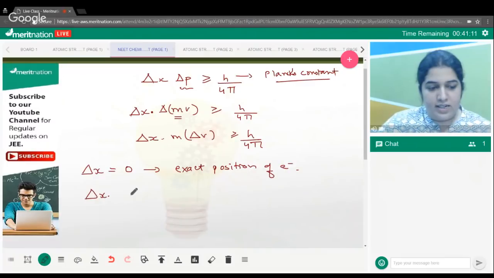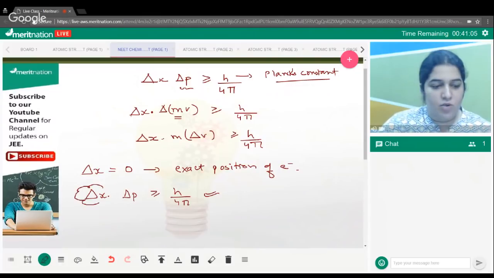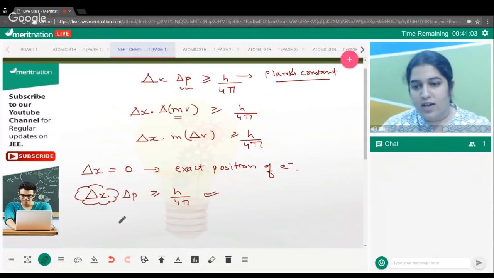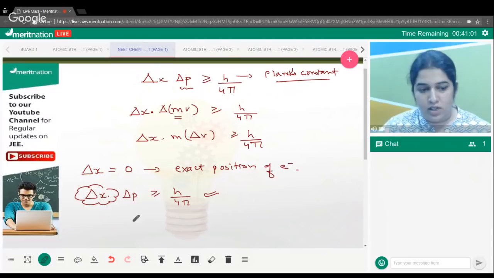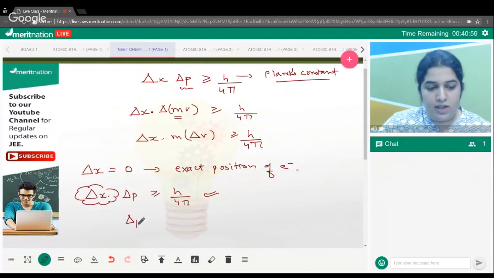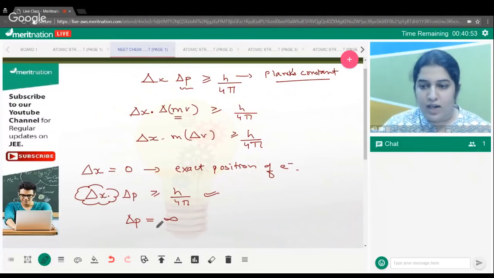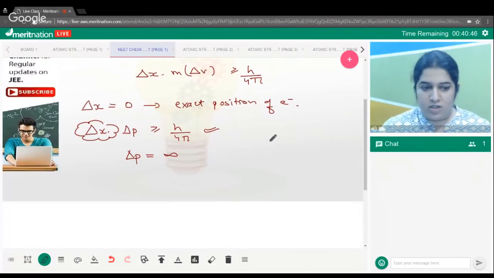So delta x into delta p is greater than equal to h upon 4 pi. That is what we have. If delta x is given to me as 0, there is no uncertainty in determining the position. So the delta p, the uncertainty in determining the momentum, very good Meenakshi, will be infinity. It will be infinite. I hope this much is clear to all of you.